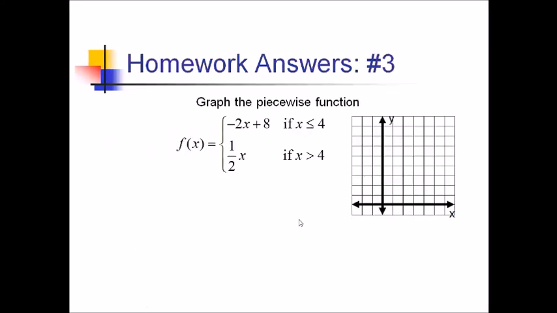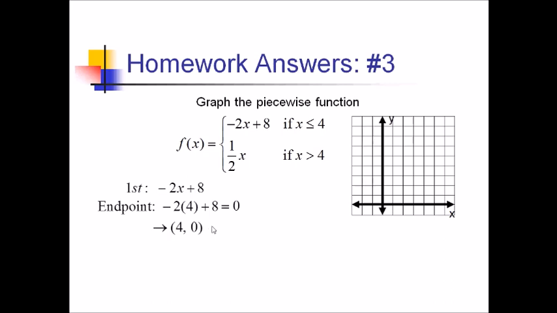For problem number 3, we need to graph this piecewise function that has two lines in it. To get the first rule here, the -2x plus 8, I'm going to start by plugging in that border value of 4 to figure out where this thing ends, and then we'll kind of work backwards. So if I plug 4 into this function, that's -2 times 4 plus 8. That's going to be -8 plus 8, which is 0. So this gives us the endpoint 4, 0.